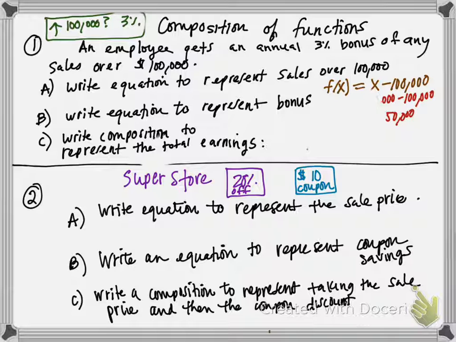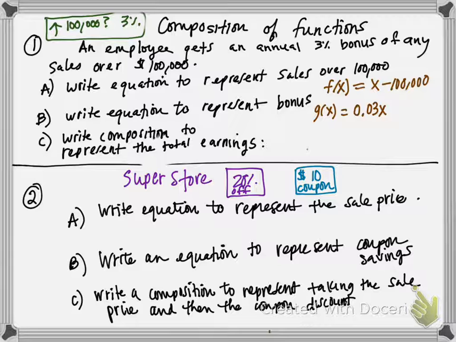So for part B, we are asked to write an equation to represent the bonus. Their bonus, I'll call that g of x. They get a 3% bonus. 3% written as a decimal is 0.03. So they get 3% of whatever their sales are over 100,000.